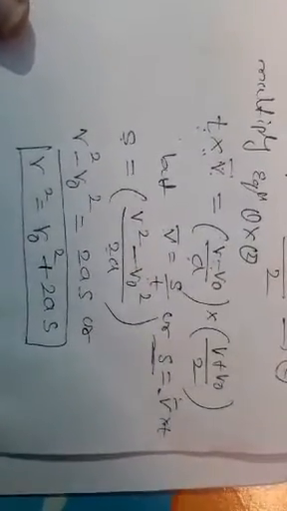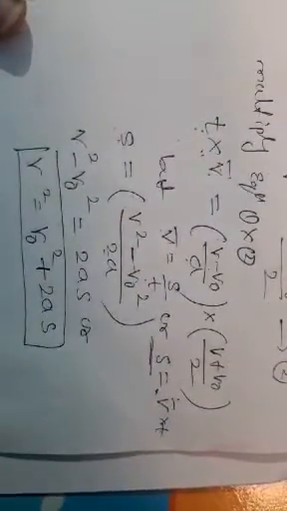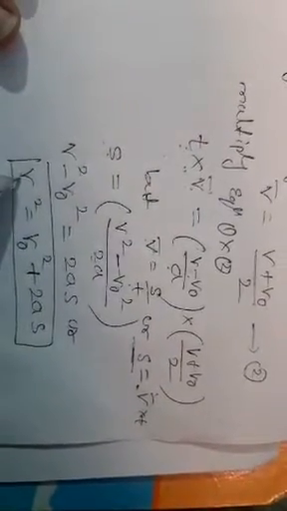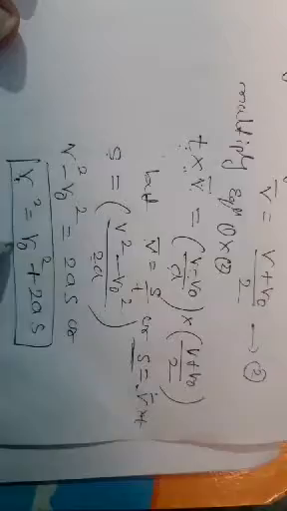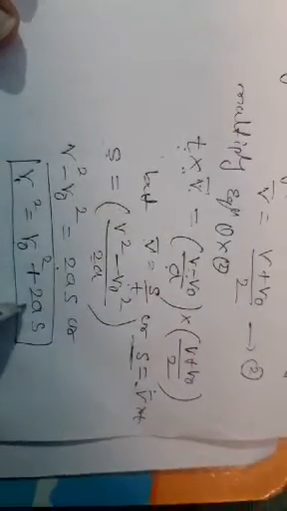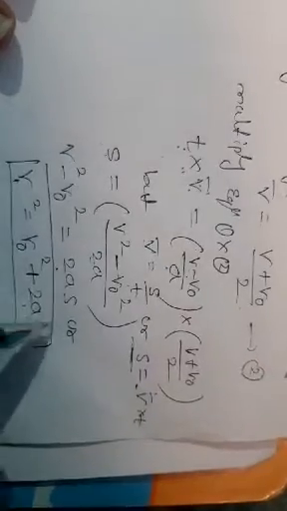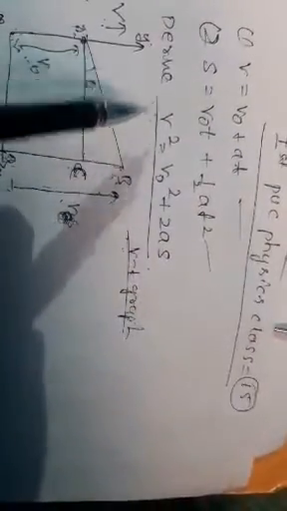The equation of motion along a straight line: v is the final velocity, v0 is the initial velocity, a is the acceleration, and small s is the displacement. This is the expression for the third equation of motion, the third kinematic equation.